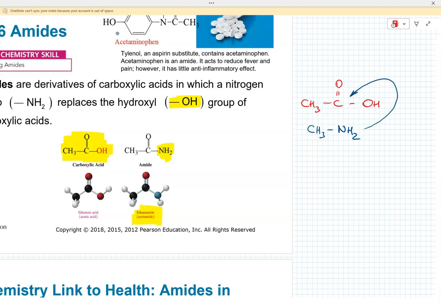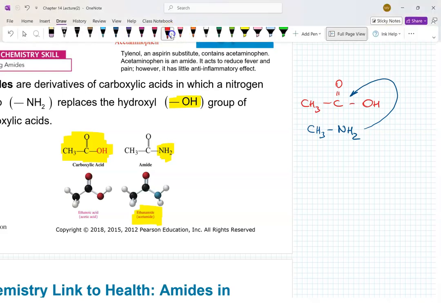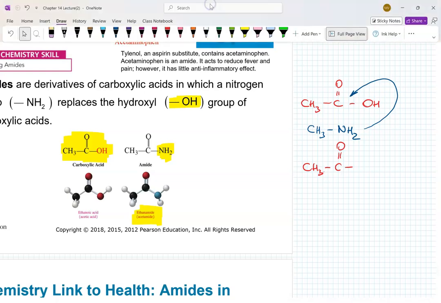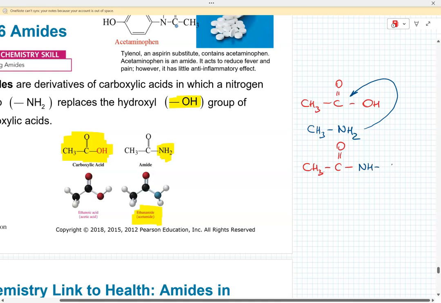So you can replace the OH group and generate an amide that would have the following structural formula. Does that make sense? Okay? Good.